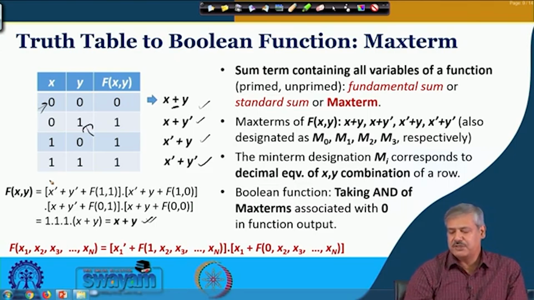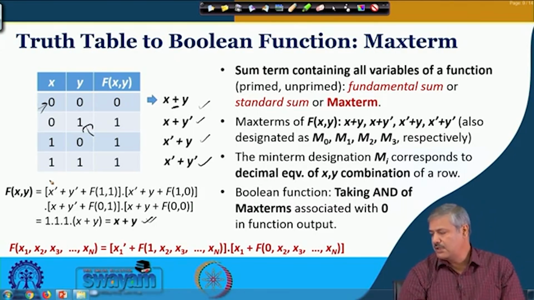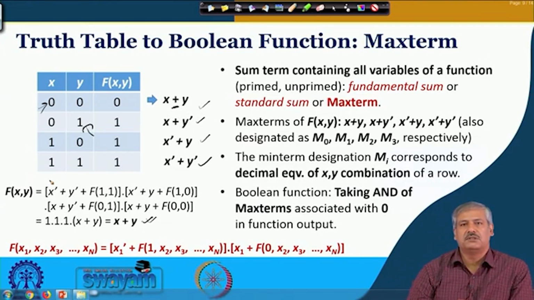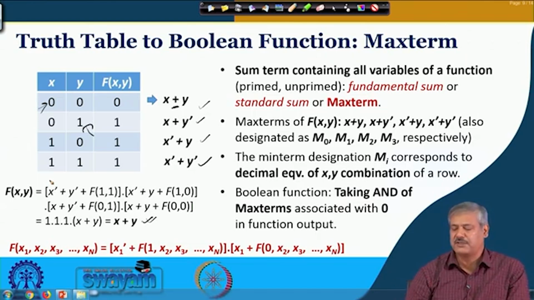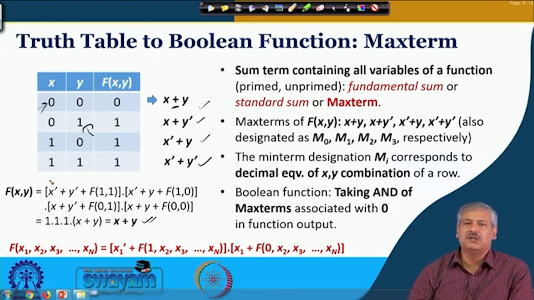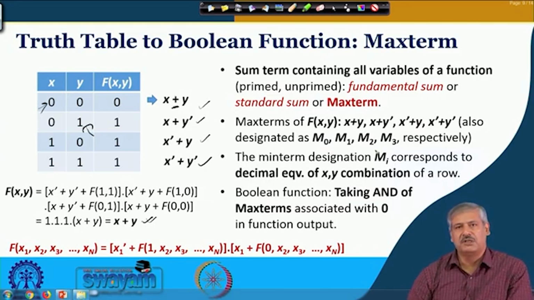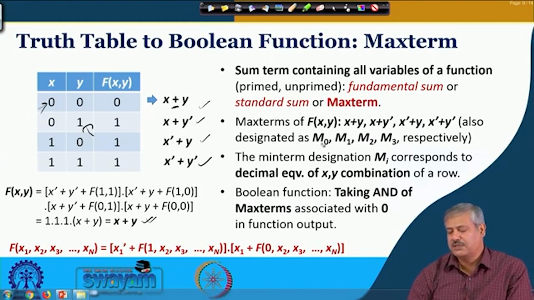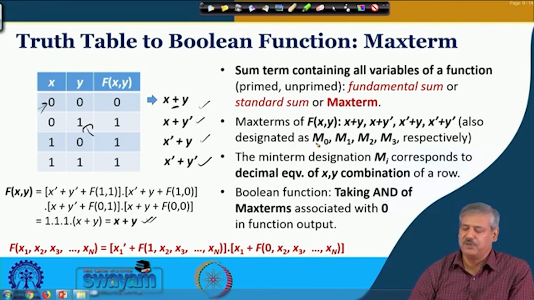So, coming to the definition, some terms containing all variables of a function in a particular n variable problem are called fundamental sum or standard sum or max term. Similar to min terms, we also designate it with M0, M1, M2 and M3, where 0, 1, 2, 3 are the corresponding decimal equivalents. So, 0, 0 is M0, this is M1 and so on. This capital M represents max term, small m we have used for min term.